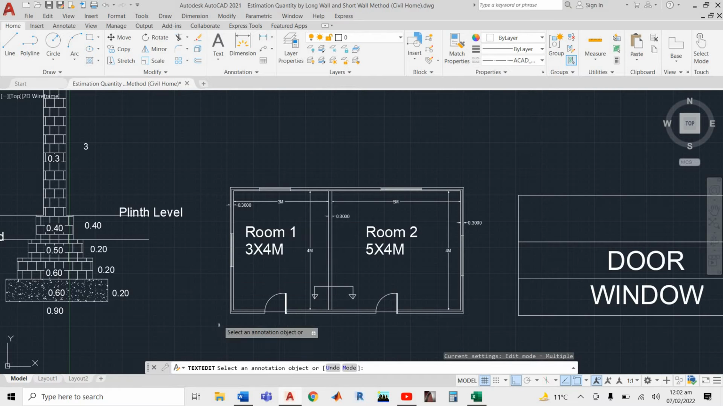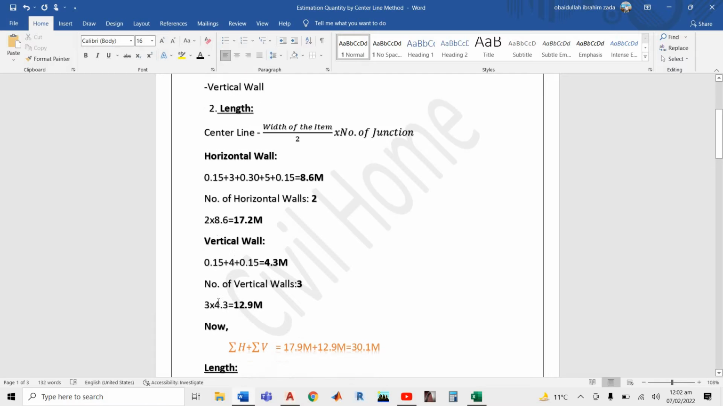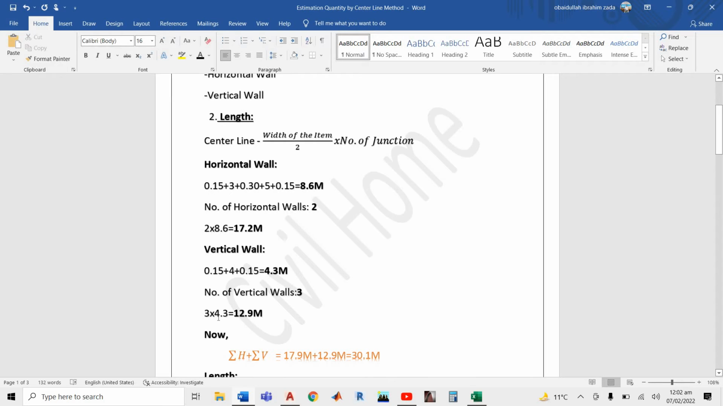Then the number of vertical walls. How many vertical walls do we have? 1, 2, 3. We have 3 vertical walls. So we multiply 3 by the total length of the center line in a vertical wall. So 3 times 4.3 becomes 12.9. Maybe in some place the calculation may be wrong, so you can fix it.